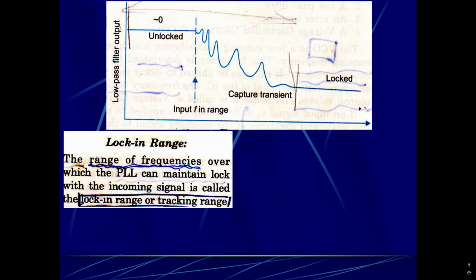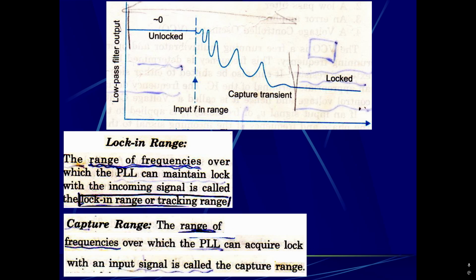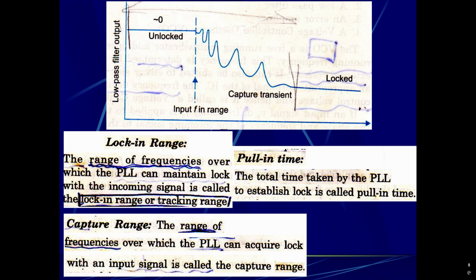Lock-in range: the range of frequencies over which the PLL can maintain lock with the incoming signal is called the lock-in range or tracking range. Capture range: the range of frequencies over which the PLL can acquire lock with an input signal is called the capture range. Pull-in time: the total time taken by the PLL to establish lock is called pull-in time.